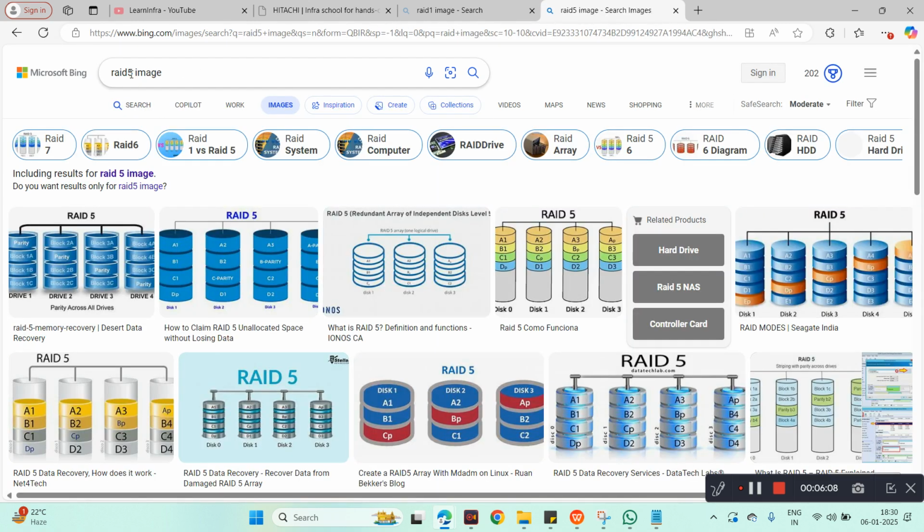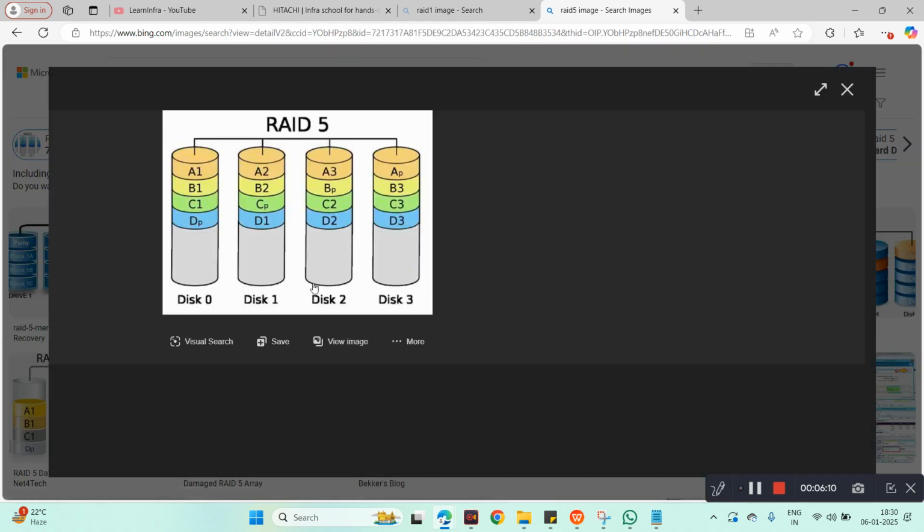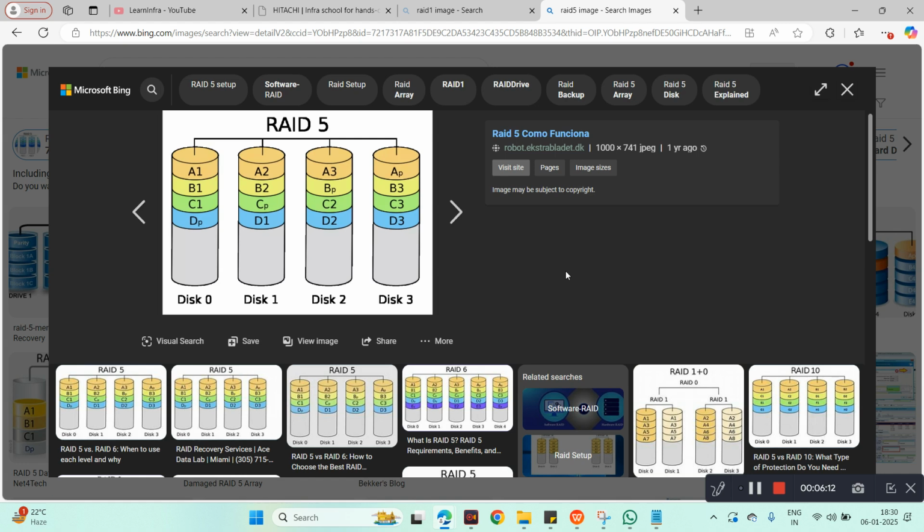Now let's go to RAID 5. Let me take a picture here, and this one is a better picture. You can see that it's a RAID disk with a 3D plus 1P configuration, 3 data disks and 1 parity disk, and the parity is distributed across all the disks in that particular RAID group. So this is a RAID 5 configuration, which protects against one disk failure.